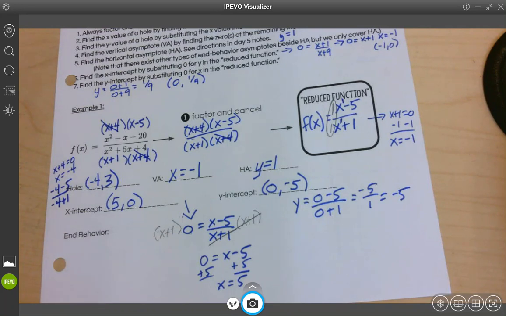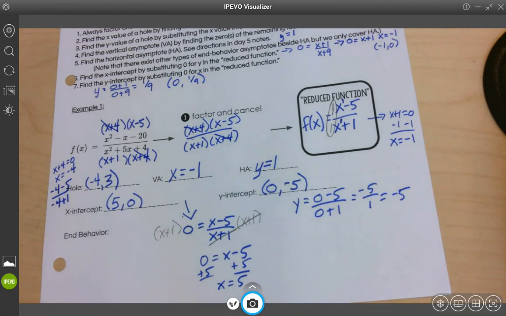All right, your end behavior, you can know that even without looking at the graph. Now, for some of these, you might choose to look at the graph on Desmos, and I do encourage you to check yourself on Desmos. But the end behavior is always going to be which asymptote? The end behavior of a rational function is going to be which asymptote?